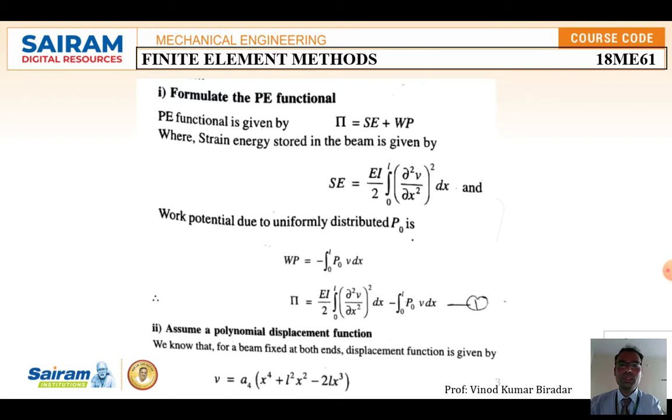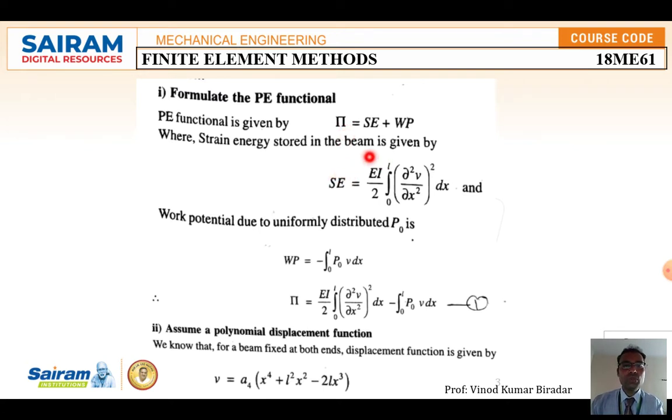Step number one is to formulate the potential energy function, given by pi equal to strain energy plus work potential. This is the formula to calculate the potential energy. We know that the strain energy is the stored energy in the given beam, and work potential is due to the external force.